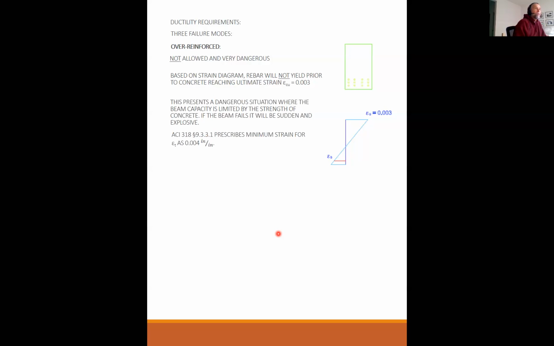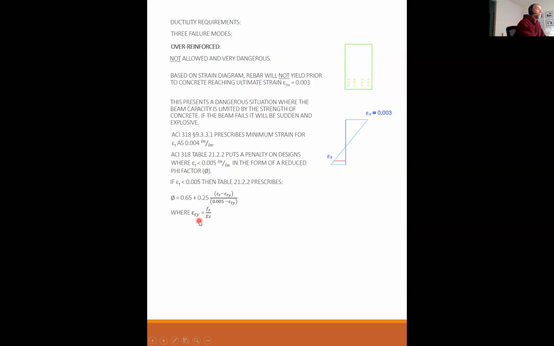ACI 318, section 9.3.3.1 prescribes the minimum strain for beams. This doesn't apply to columns, but for beams, the minimum strain for epsilon sub t is 0.004 inch per inch. ACI 318 table 21.2.2 puts a penalty on designs where epsilon sub t is less than 0.005 inch per inch in the form of a reduced phi factor. If epsilon sub t is less than 0.005, then table 21.2.2 prescribes that phi is equal to 0.65 plus 0.25 times epsilon t minus epsilon sub ty over 0.005 minus epsilon sub ty, where epsilon sub ty is equal to fy over Es. Epsilon sub ty is the yielding strain for your rebar. Okay, that's a lot of stuff in one slide.